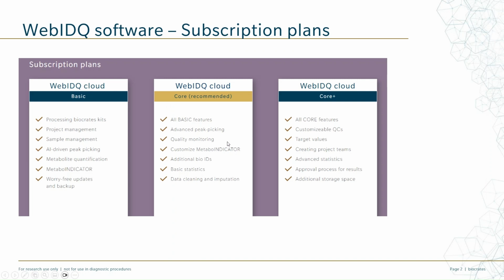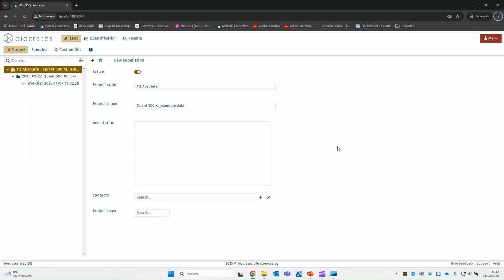The next is Core. To check what is included in the Core, we go directly to the WebIDQ user interface. So I am in the Core subscription plan. It is ideal for growing teams. The Core plan includes everything of the Basic plan, plus additional features like align RT shifts, data pre-processing, descriptive statistics, which streamlines your work. With Core, you will unlock more flexibility and more power for your workflows.